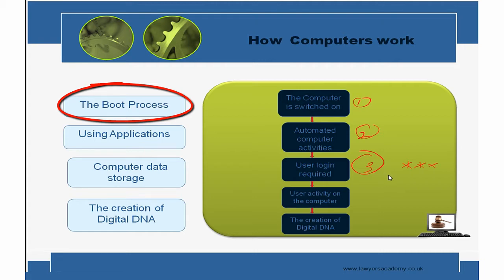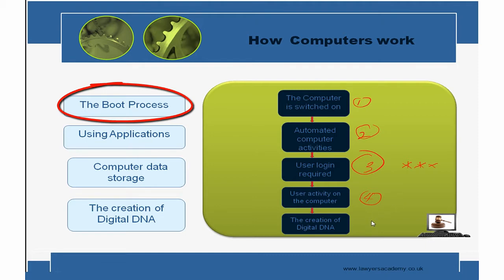Then of course at stage 4, when there is a successful logon, the user activity on the computer now begins. The activity could be surfing the internet, sending or receiving emails, preparing a Word document, preparing a PowerPoint presentation, or just listening to video or watching a multimedia file like a film. All of these activities are possible on a computer. So these will be classed under user activity.